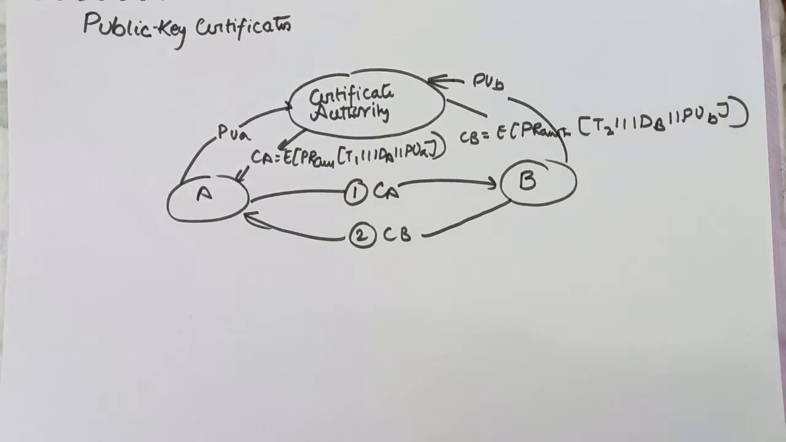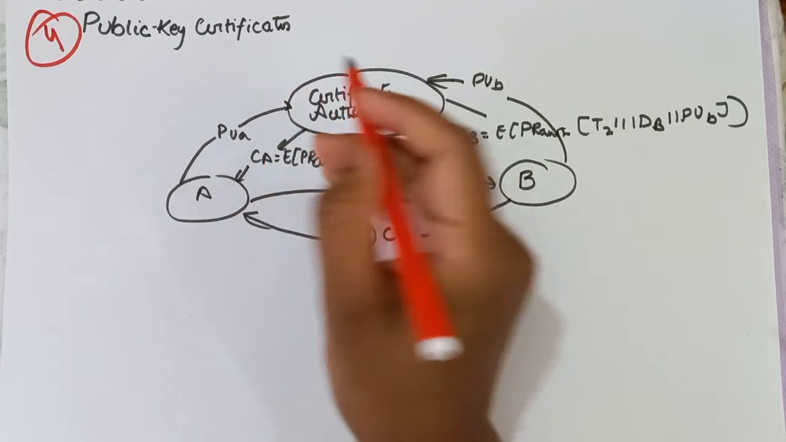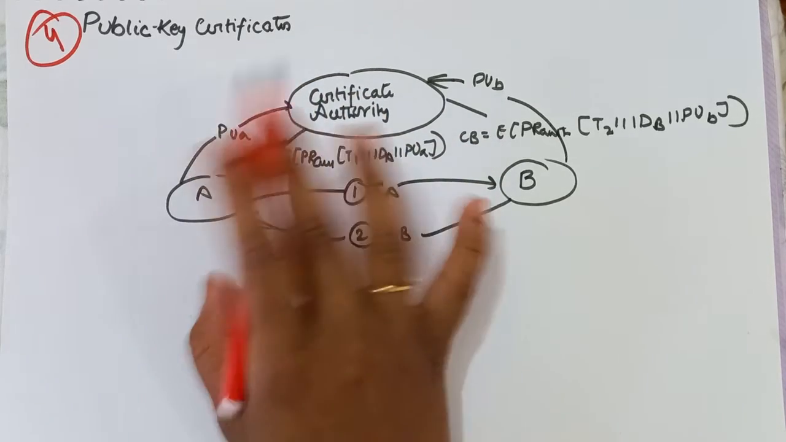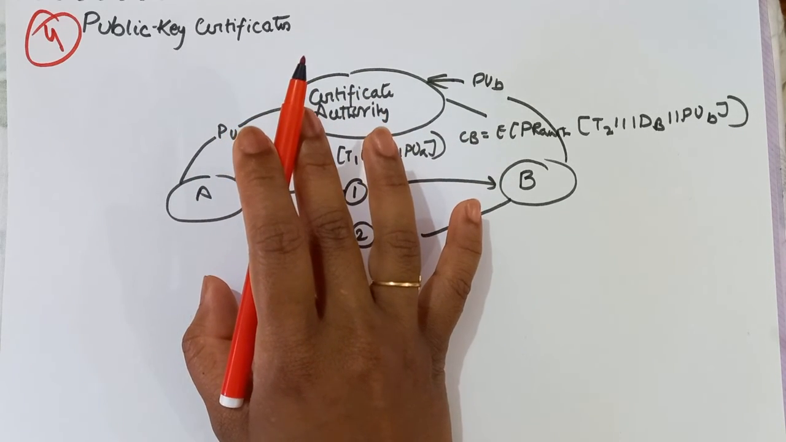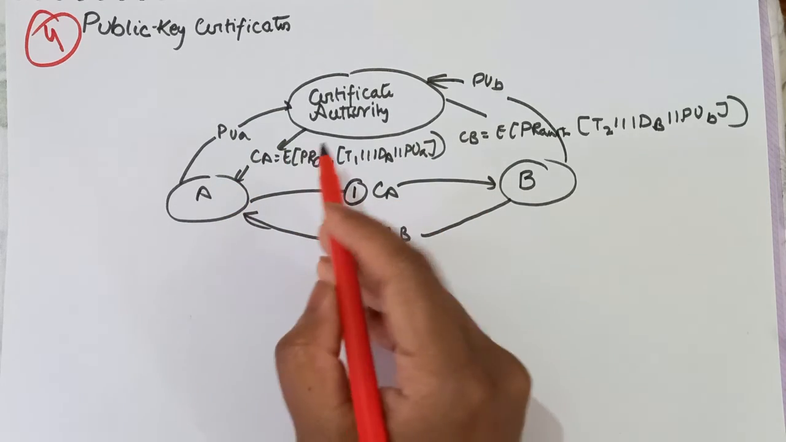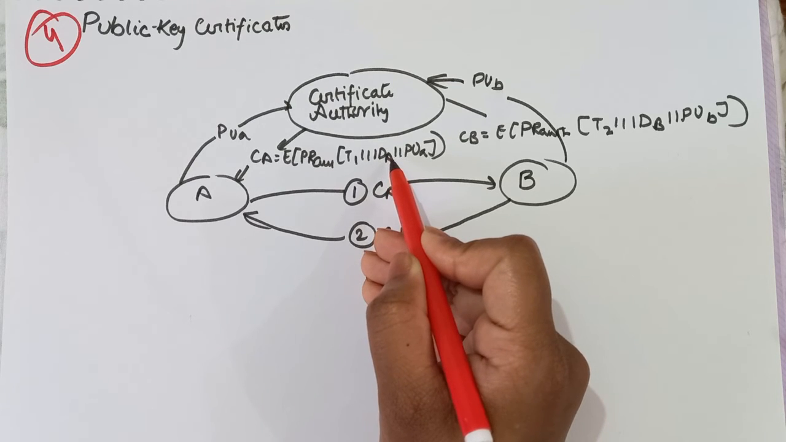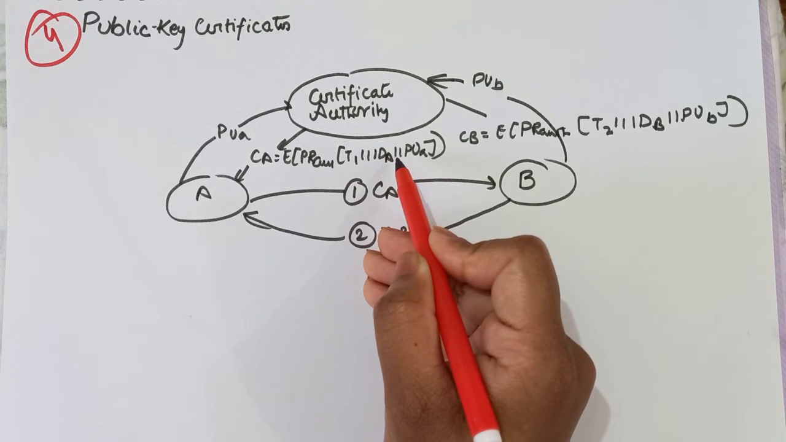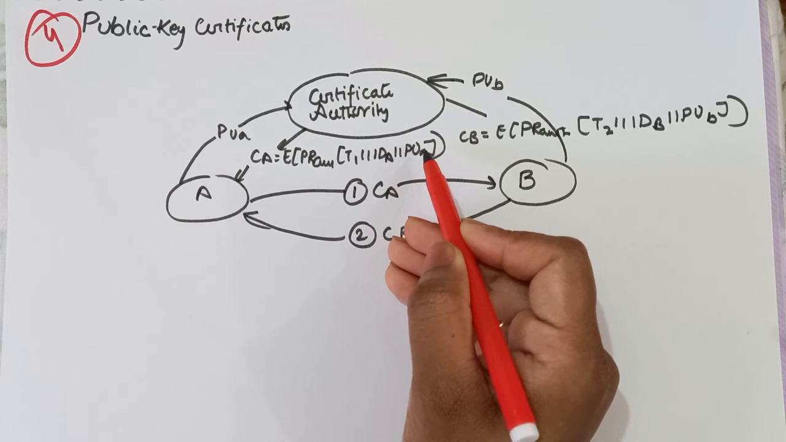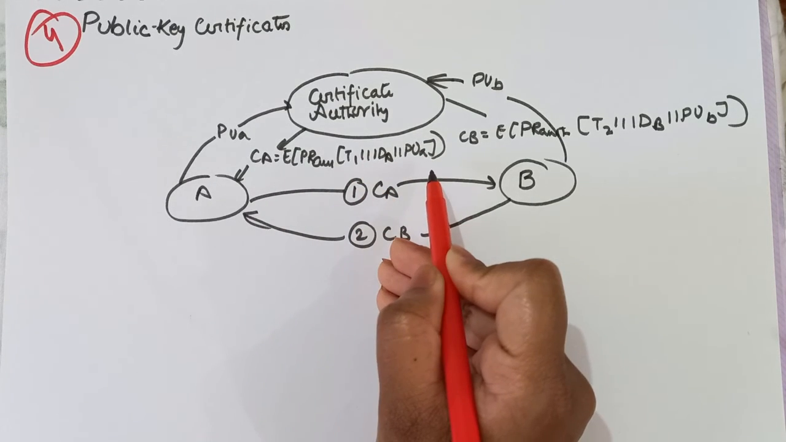Moving ahead to the next method, which is public key certificates. The public key certificate is the fourth method. Now the certificates can be used by the participants to exchange keys without contacting a public key authority. A certificate consists of a public key, as you can see here, an identifier, and a timestamp associated with it. This is how a certificate is created.